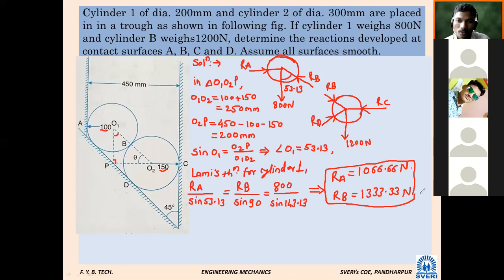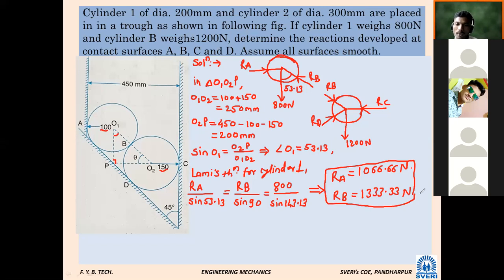Next now. Coming back, RA we calculated, RB we have calculated. Now if you go to the next cylinder, cylinder number 2, how many forces are acting on cylinder number 2? 4 forces. So here Lami's theorem we are unable to apply, there is a limitation, because there are 4 forces. We can't apply it now.